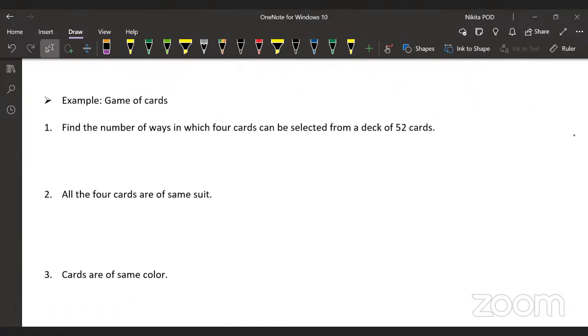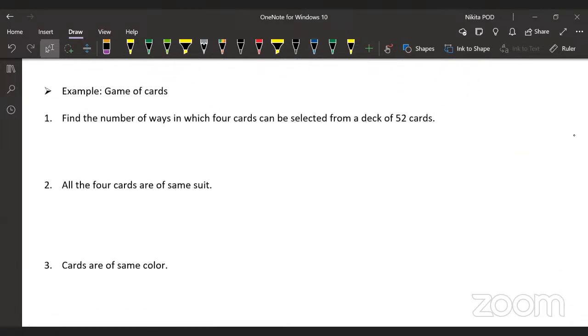All right. So next we have the question from cards. It says find the number of ways in which 4 cards can be selected from a deck of 52 cards. It is 52C4.